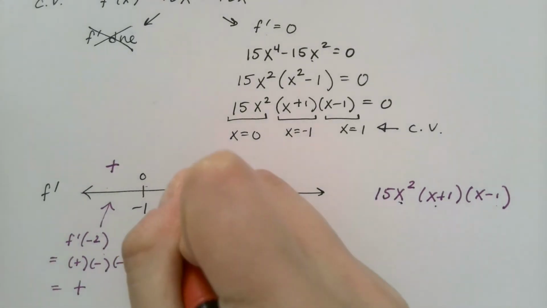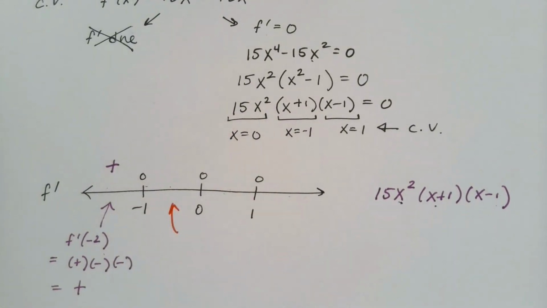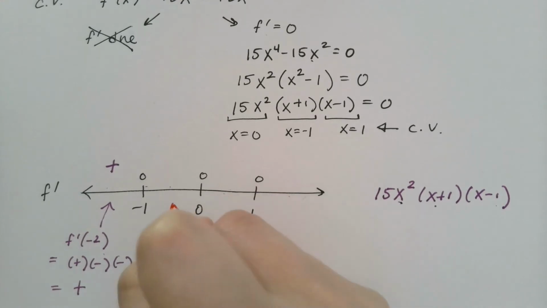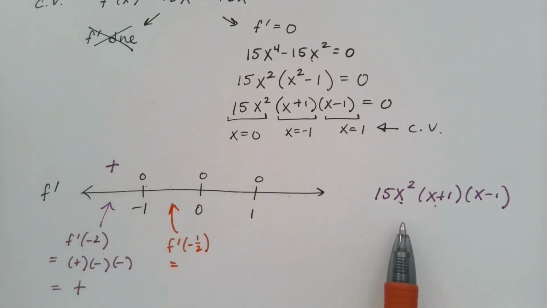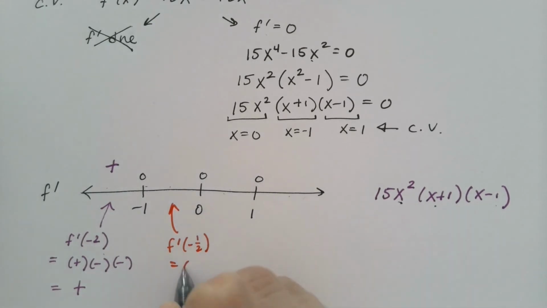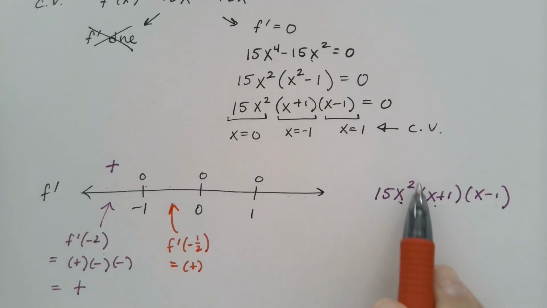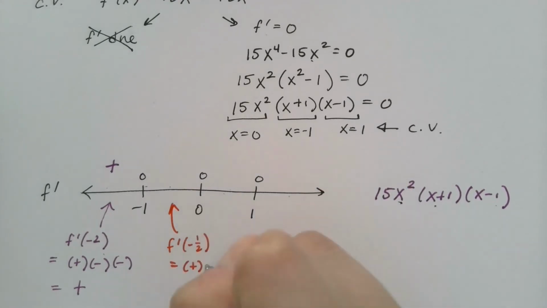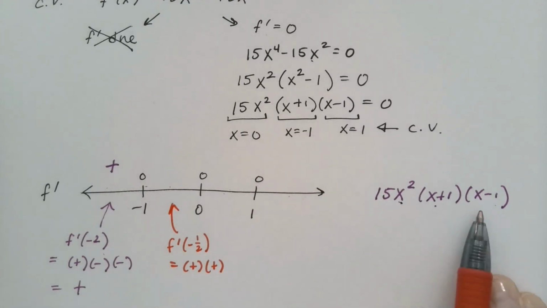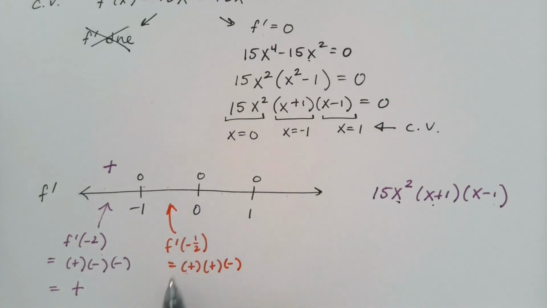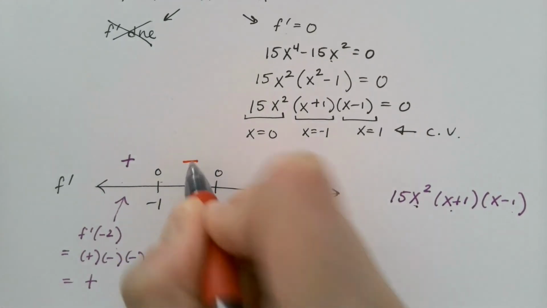Okay, so here we've got to pick something between -1 and 0. -1/2 will do it. And again, I'm going to use my cheat method. You're welcome to actually plug in -1/2 and get a number here. So the squared part will definitely still be positive. It'll be positive for everything if it's squared. -1/2 plus 1 is positive. -1/2 minus 1 is negative. So altogether, this will come out to be a negative number here.